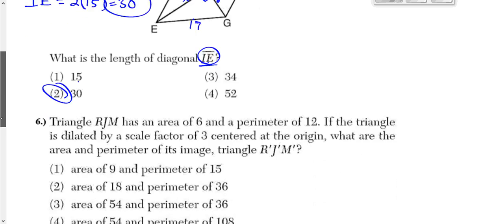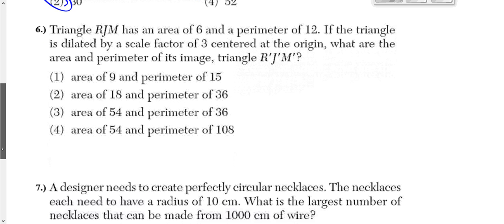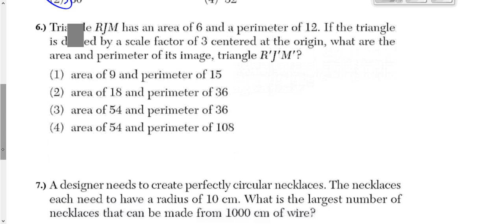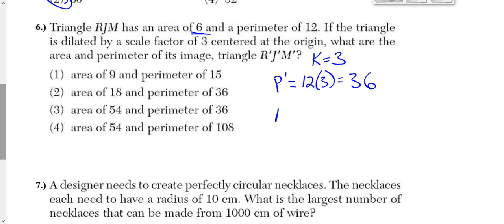2 more. This one you're going to have to remember something we talked about a few times a while back. Scale factor is 3. So our new perimeter prime would be what? Right? 12 times 3, which is what? 36. Okay, so that narrows it down to 2 or 3. But now let's go to the area. What's the area? 6. Area prime, is it going to be 6 times 3?